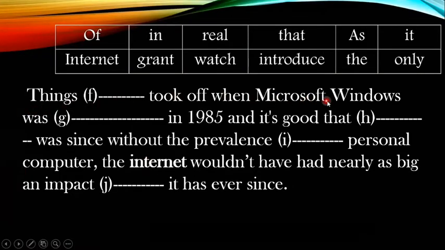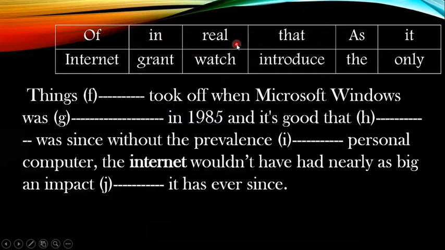Things took off when Microsoft Windows was dash in 1985, and it's good that dash was, since without the prevalence dash personal computer, the internet wouldn't have had nearly as big impact as dash it has ever since. It's a big sentence, so we have to act carefully, my dear students. Let's check out. First of all, things dash took off. Things is the subject, and then we have a verb. Then what can come between this subject and verb? Only we can find a modifier for this gap. So what could be the modifier that we have here?